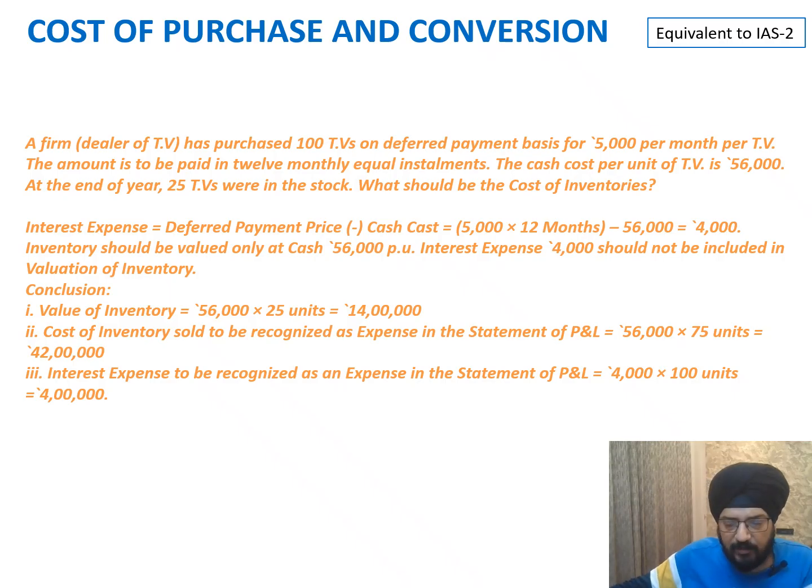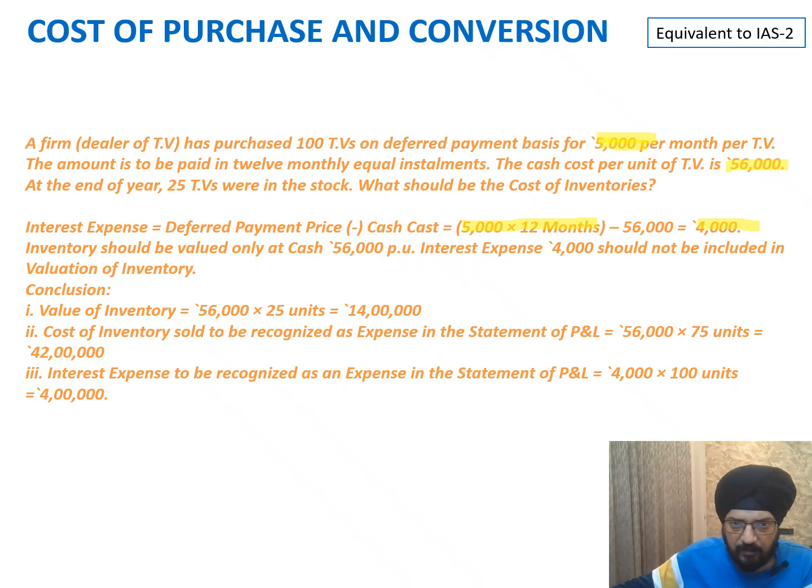Okay, so let's quickly look at the example for IND AS 23. We have a situation wherein a dealer has purchased TV sets on the basis of deferred payment of 5,000 per month. The total price in cash was 56,000, and at 5,000 per month he has incurred 60,000 as the cost, so the total interest cost is 4,000.